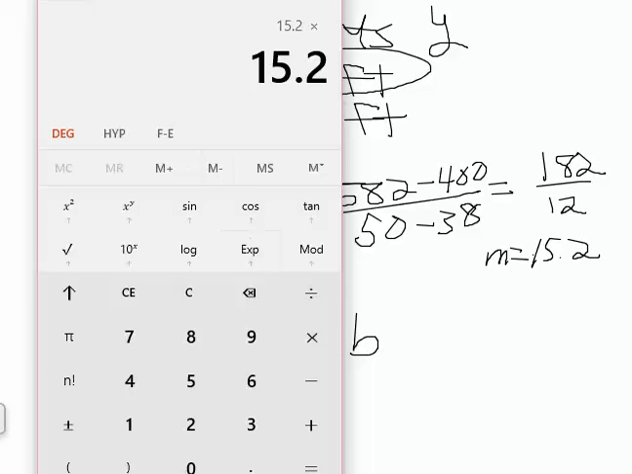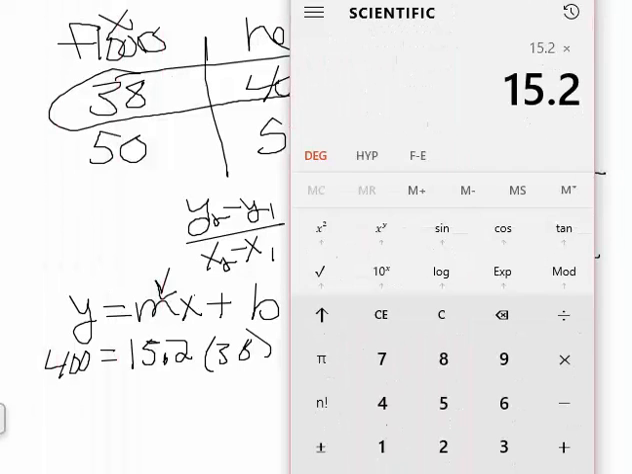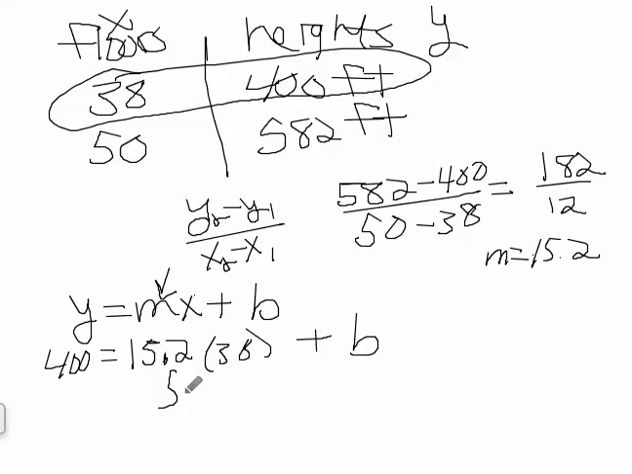times, I can't see my equation. Let me see if I can move this calculator over a little bit. Calculator, there we go. It was times 38, okay, times 38, whoops. Okay, 15.2 times 38 is equal to 577.6. I don't think my numbers are very accurate, looking at what other people got for this.